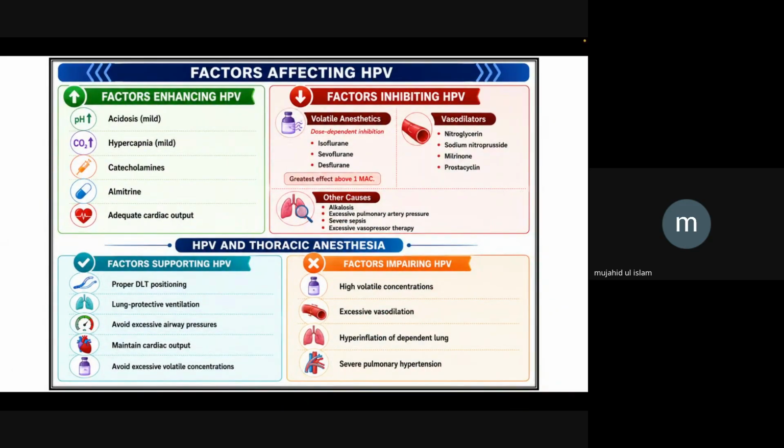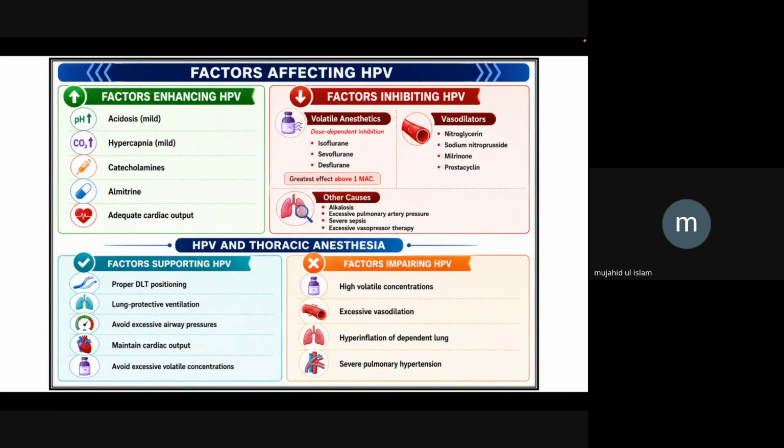HPV is essential for maintaining oxygenation during one lung ventilation by reducing intrapulmonary shunt. HPV is enhanced by mild acidosis, mild hypercapnia, catecholamines, almitrine, and adequate cardiac output. It is inhibited by volatile anesthetics, especially if MAC is more than 1, vasodilators, alkalosis, excessive pulmonary artery pressure, severe sepsis, and excessive vasopressor therapy.